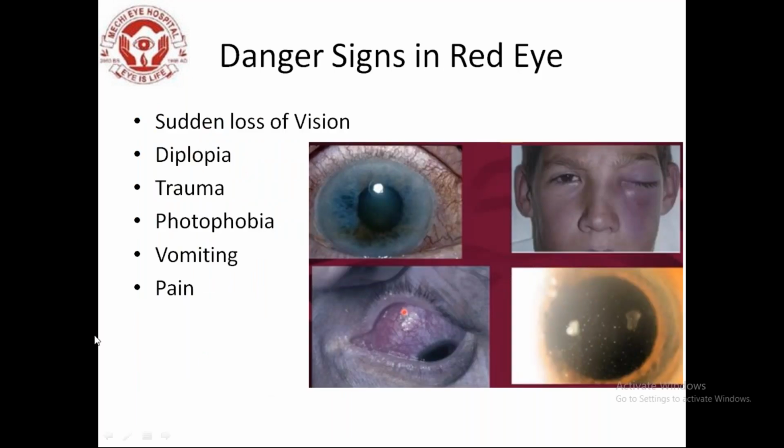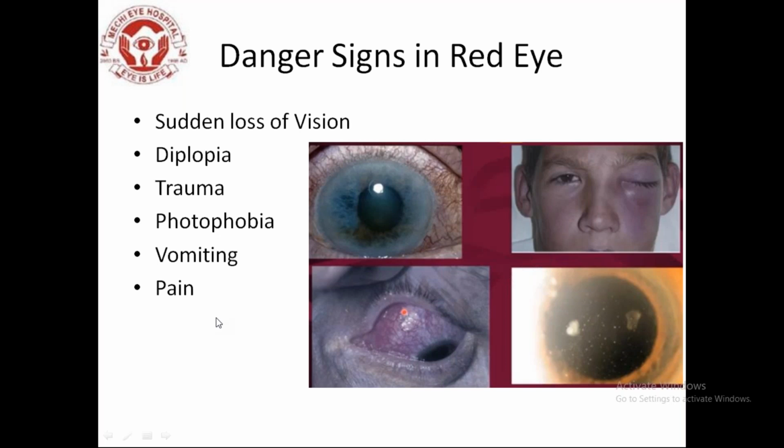So in red eyes, the red eye may be a sight-threatening condition. So what are the signs of sight-threatening? If there is a sudden loss of vision, if there is diplopia with trauma, if there is photophobia, and if there is vomiting and pain, this may be a sight-threatening condition. Otherwise it may be a simple red eye, it may have other associated features.